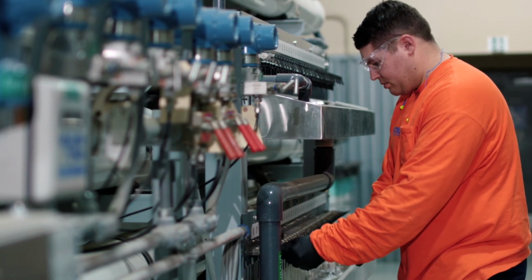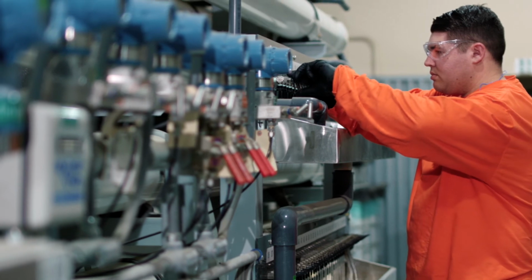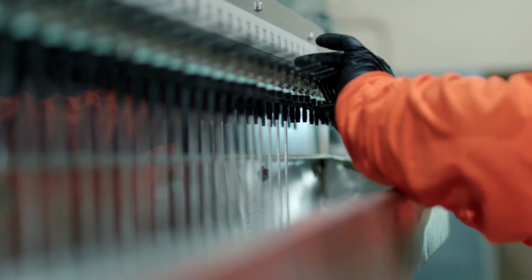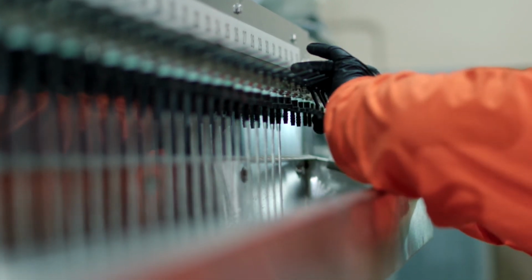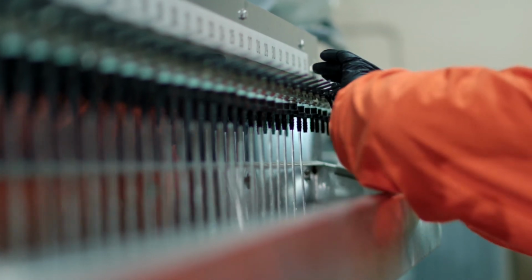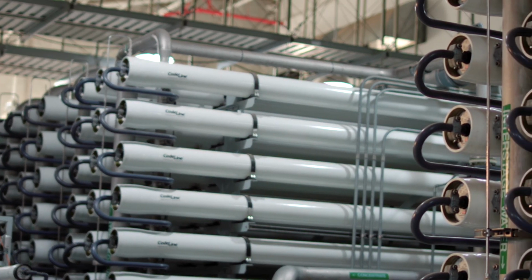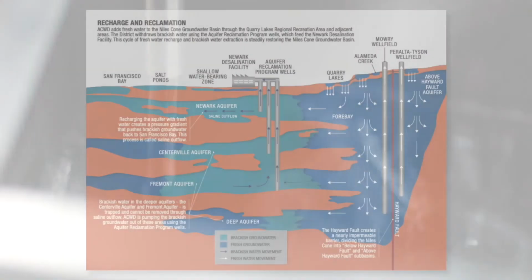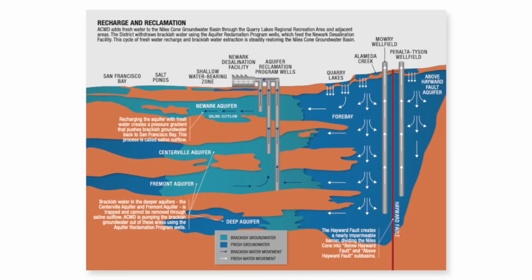Because of the saltwater intrusion, ACWD has an aquifer reclamation program, which is a combination of well pumping, water recharge, and our desalination plant that is located in Newark. We don't want to have this saltwater in our freshwater basin because we use so much of our groundwater for drinking water. To recharge the area of our basin, we have our rubber dams, quarry lakes, and surface water.